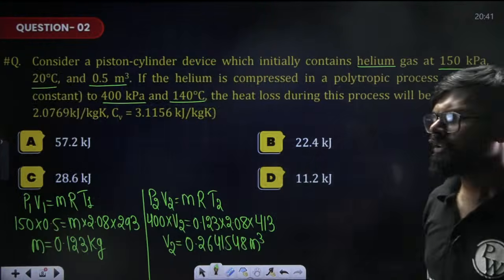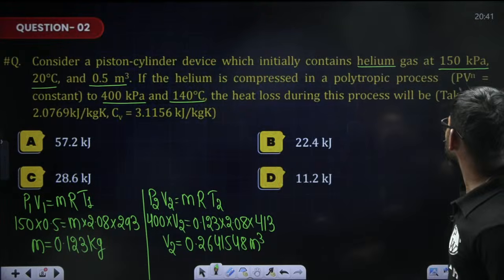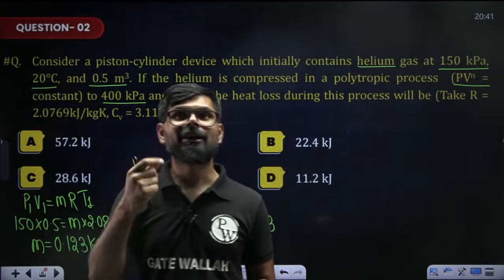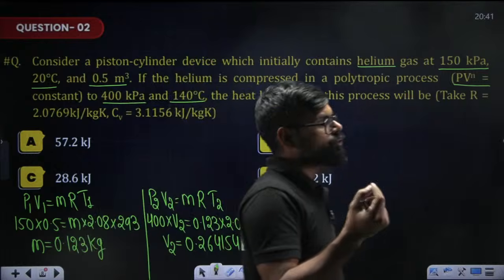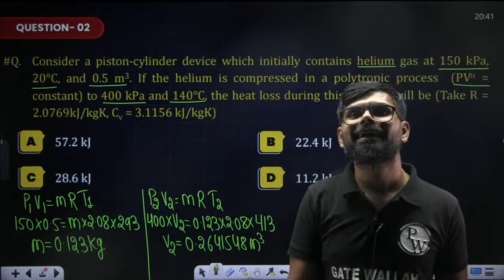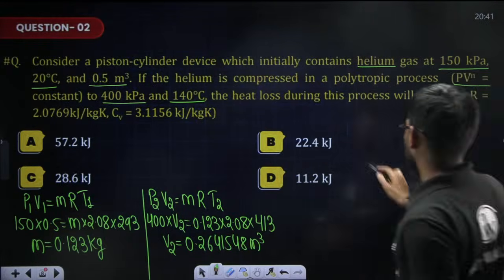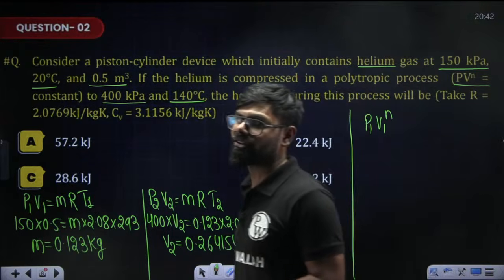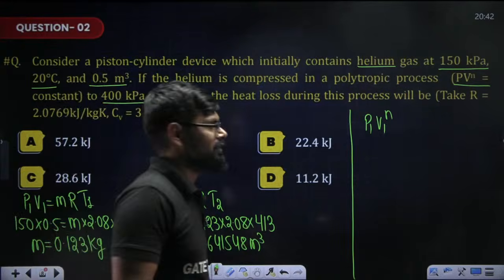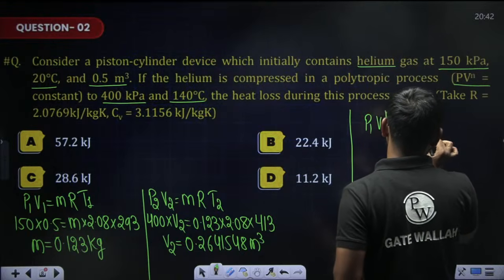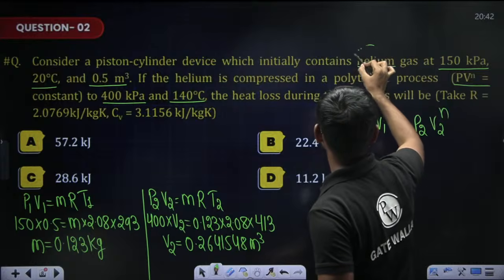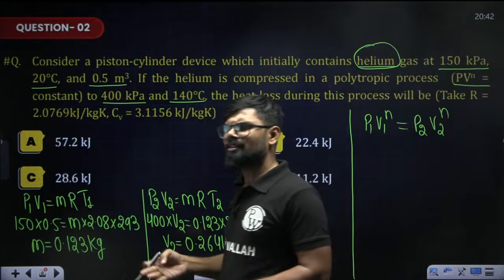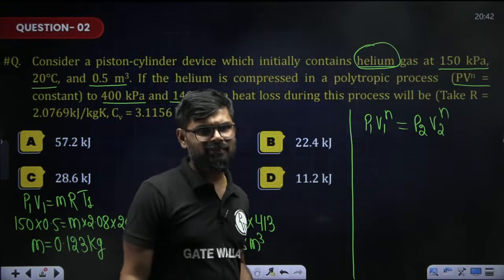Why do we use the ideal gas equation? Because PV to the power n is equal to constant is basically the ideal gas equation for a polytropic process. Whatever n value you get, my dear student friends, that is with regard to ideal gas. PV to the power n is equal to constant is the ideal gas equation for a polytropic process. Helium is the ideal gas only. Helium, argon, CO2, air, nitrogen, oxygen, all these gases are treated as ideal gas.